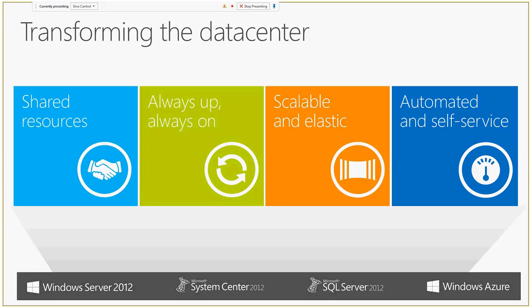As far as the transforming of the data center, we had mentioned that the cloud does have some distinct capabilities. So instead of necessarily focusing on, well, the cloud is outsourcing. If I'm going to have a cloud, it's got to be hosted by somebody else. Here we're talking about the cloud on your terms. So whether that's something you host internally or something you pay for outside with a third party or Windows Azure, we're looking at the model. So are we looking at shared resources? Do we have always up, always on? Are we scalable and elastic? Are we able to include automation and self-service?